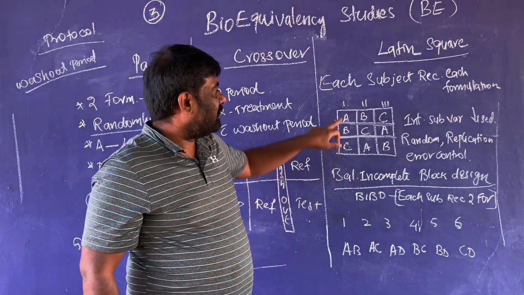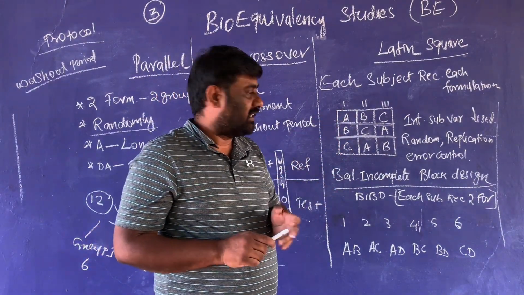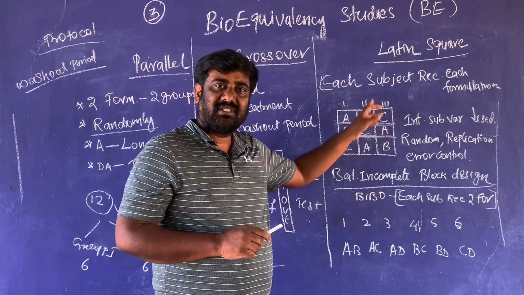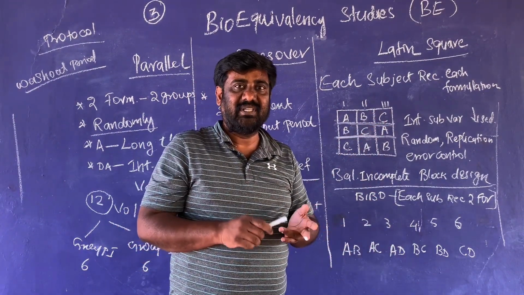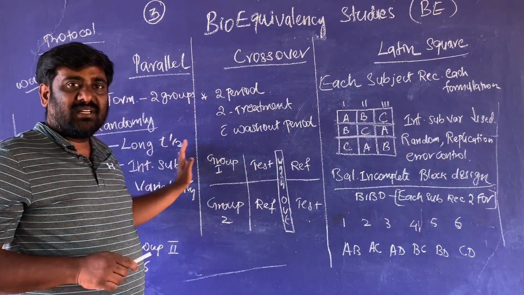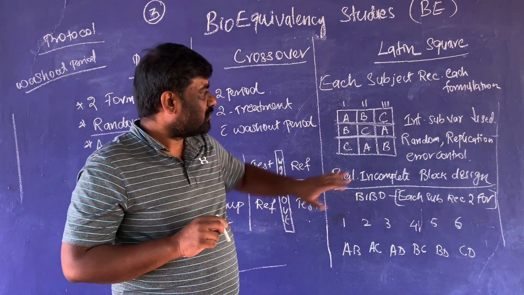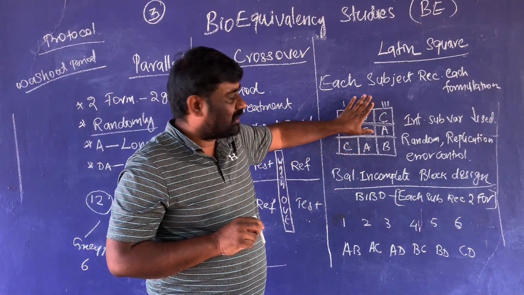So now what happened? Volunteer 1 received all the formulations A, B, C. Volunteer 2 also received, and 3 also received all the formulations A, B, C. But when compared to these formulations, the number of individual subjects receiving the same formulation is less. So this is one of the main advantages of this method.